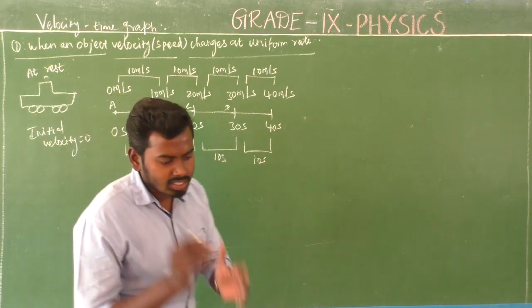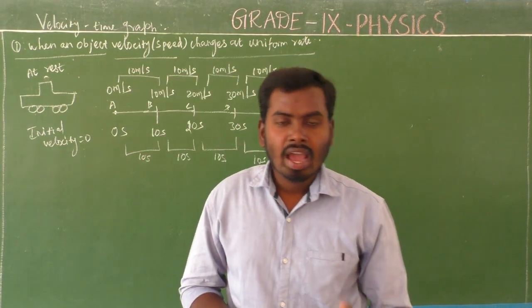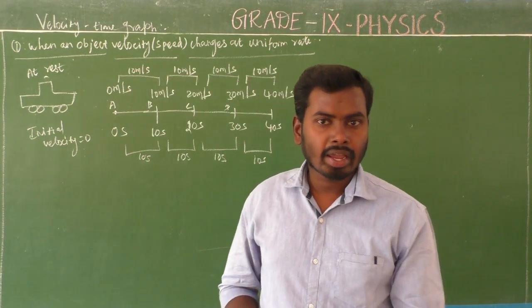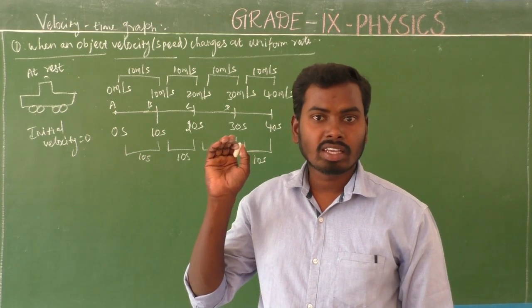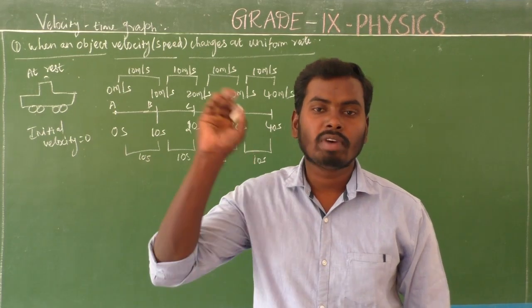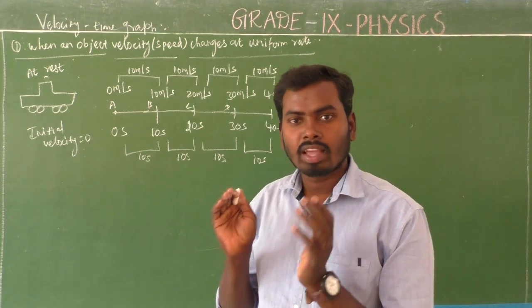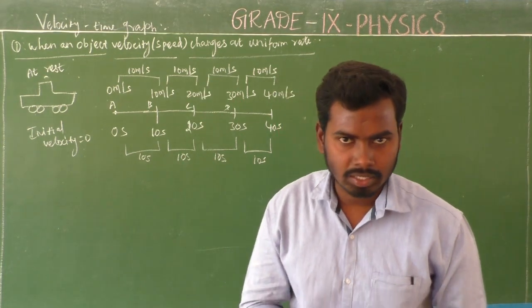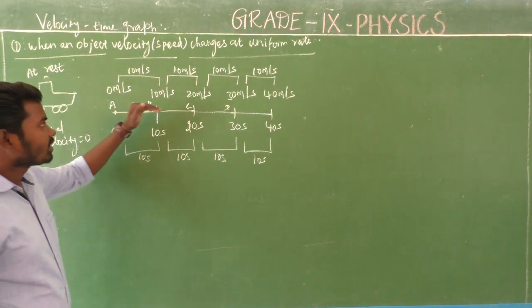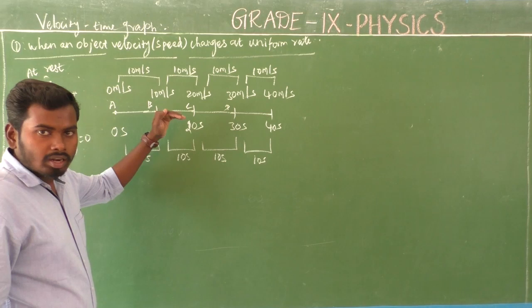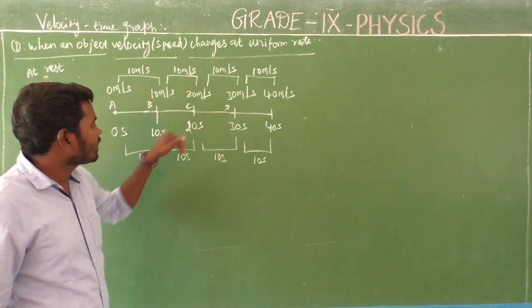Whenever the velocity of the object changes by equal amounts in equal intervals of time, we can say the velocity of the car is, what is that? Uniform velocity. It means the object moves at uniform velocity. Is it clear? It's very simple, don't get confused. So here the velocity of the car changes by equal amounts in equal intervals of time.